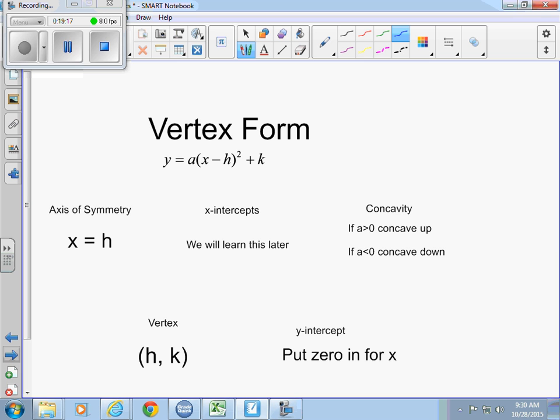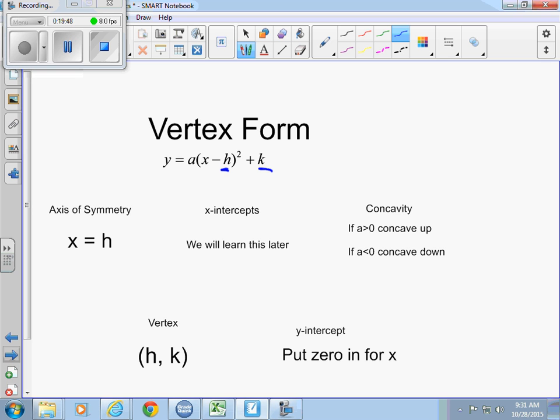So we learned on the bell ringer that this number was the x value of the vertex and this number was the y value of the vertex. Did you notice that on the bell ringer? Notice this one is the opposite sign, so keep that in mind. So the vertex in vertex form is just (h, k). So if you have a function in this format, the vertex is (h, k), which means the axis of symmetry is x equals h. It's always x equals the x value of the vertex.